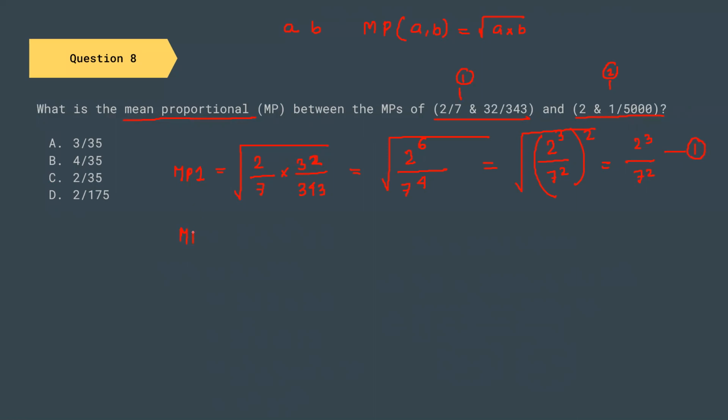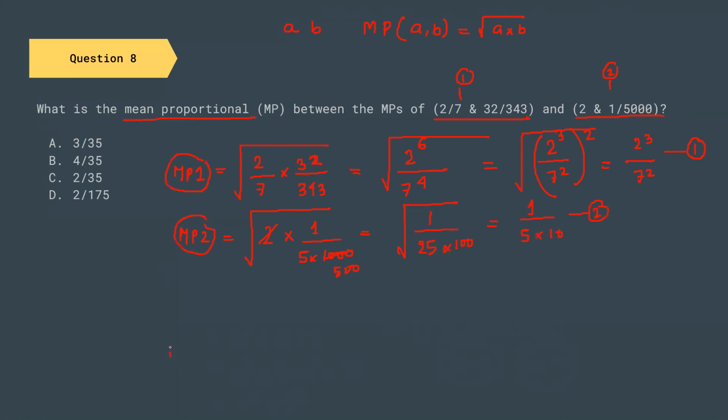Now let us try MP number 2. So that is 2 into 1 by 5 into 1000. So that will be 2 and this will be 500. So this will be root over 1 by 25 into 100, and 25 is 5 square and 100 is 10 square. So we will have 1 by 5 into 10. This is your 2. Now we have to find the MPs of these MPs.